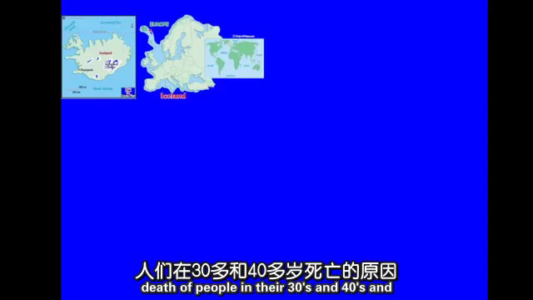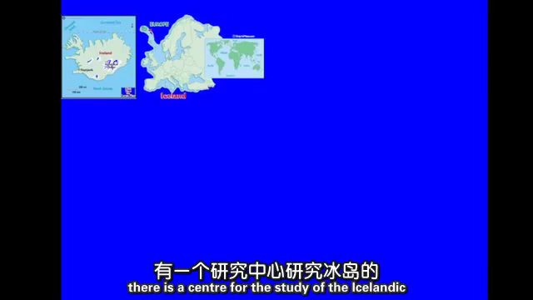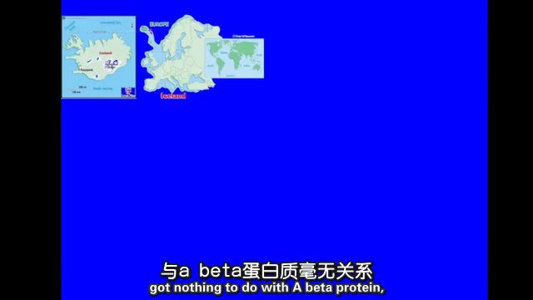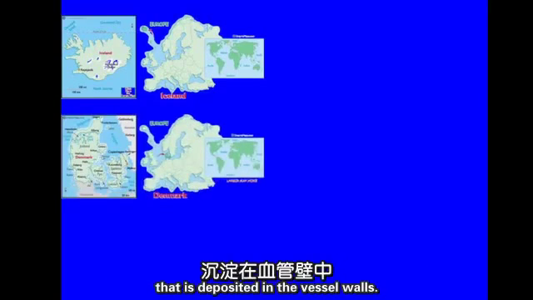Actually, the first form of familial amyloid angiopathy that was discovered was in Iceland. You might say, who on earth cares about Iceland? But in the southwest region of Iceland, there is a very, very common form of amyloid angiopathy, autosomal dominant, which is a major cause of death of people in their 30s and 40s. There is a Center for the Study of the Icelandic form of amyloid angiopathy in Reykjavik. So the Icelandic form is extremely common there, not elsewhere. In fact, it's not seen elsewhere. And it's actually got nothing to do with A-beta protein. It has to do with a protein called cystatin C, which is a protease inhibitor that is deposited in the vessel walls.